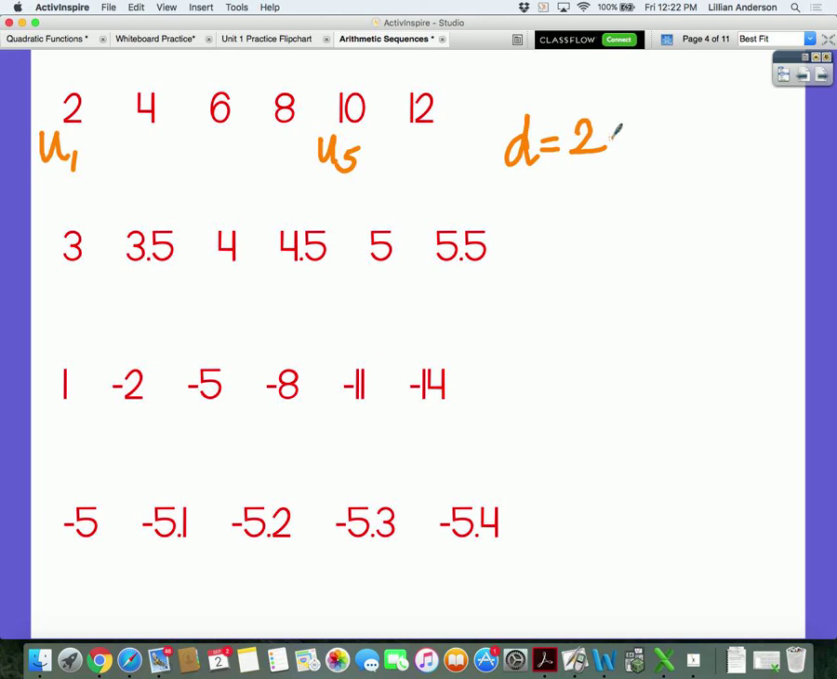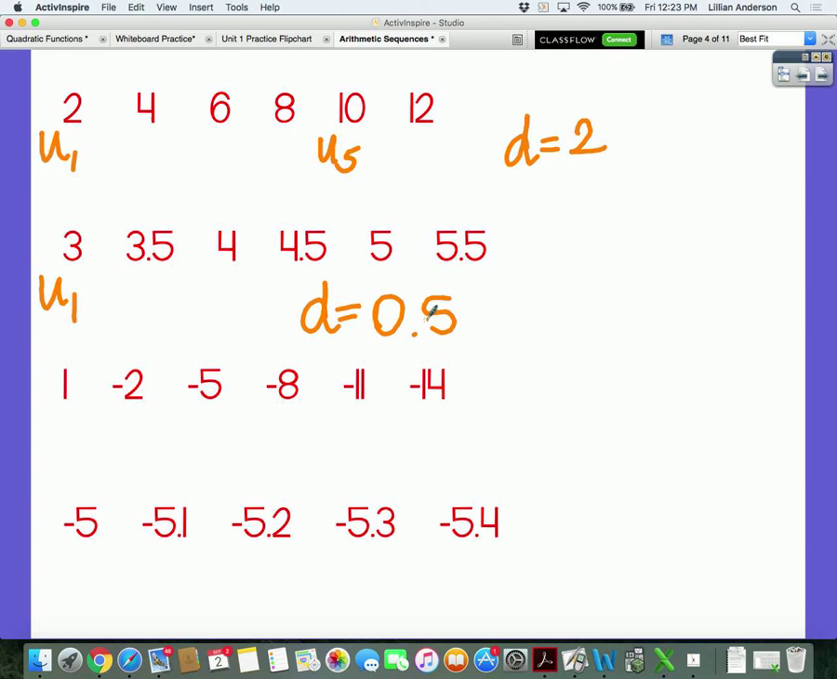2 plus 2 is 4. 4 plus 2 is 6. 6 plus 2 is 8, so on and so forth. Over here, what's U1? 3. What is d? 0.5. You're adding 0.5 to each term. 3 plus 0.5 is 3.5. 3.5 plus 0.5 is 4, so on and so forth.